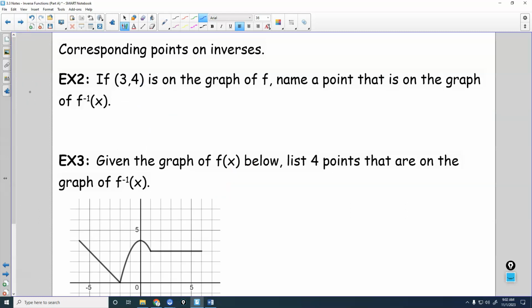If (3, 4) is on the graph of f, name a point on the graph of f inverse of x. (4, 3).